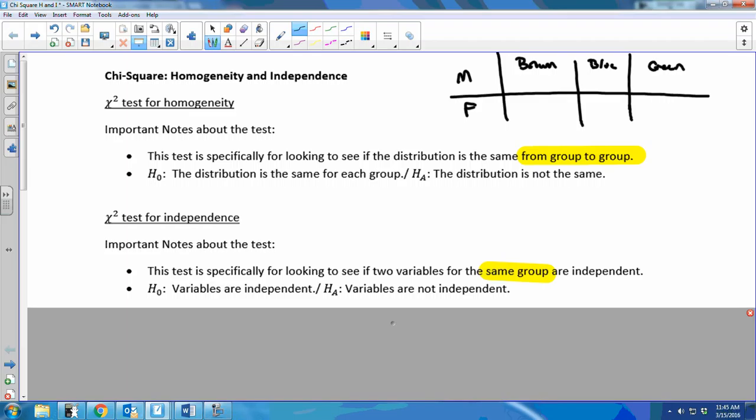Remember, chi-square tests are for proportions, right? We're looking for a proportion of people that are doing something. Okay, with that being said, everyone good? We're just going to look over some scenarios.